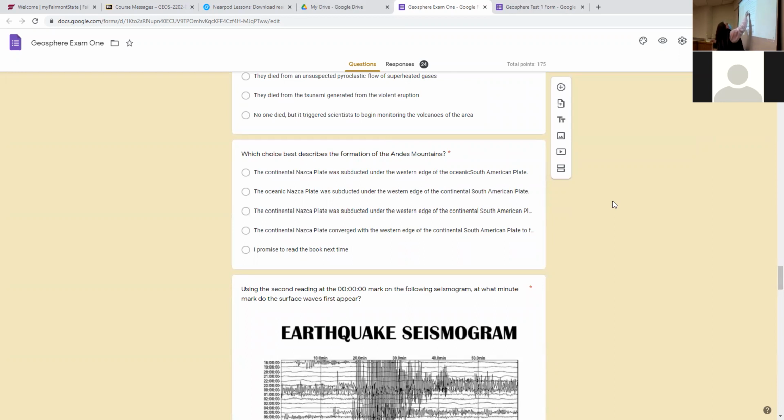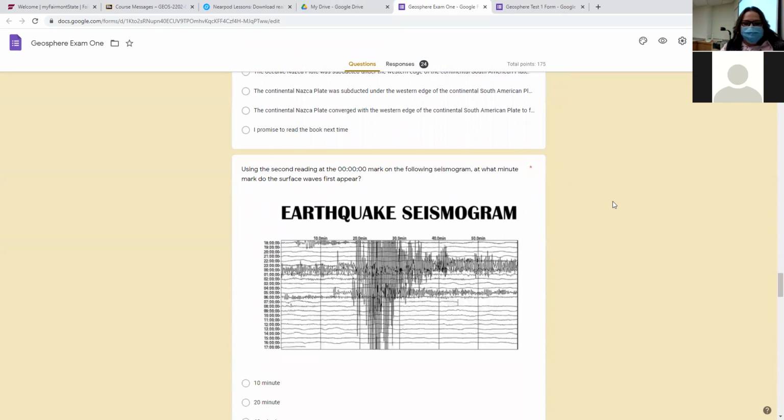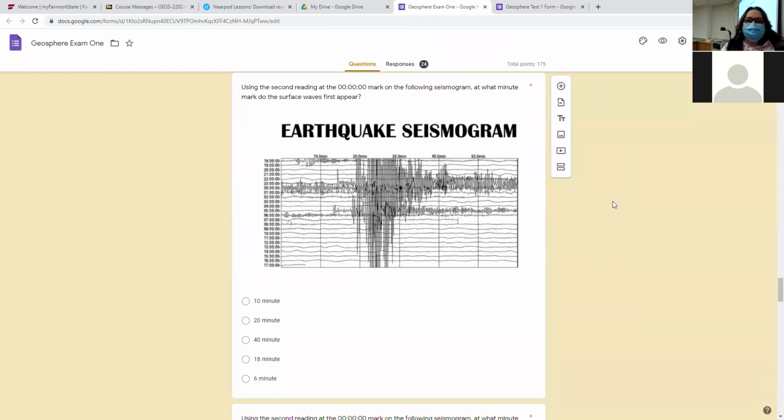Say continental subduct... No, so continent does not subduct ever. Oceanic subducted under continent. Yeah, that's the only one that says that. Oceanic subducted under a continent. So yeah, I would have picked that. I like that information. All right, the seismogram.